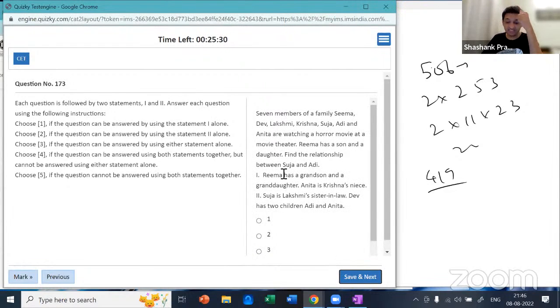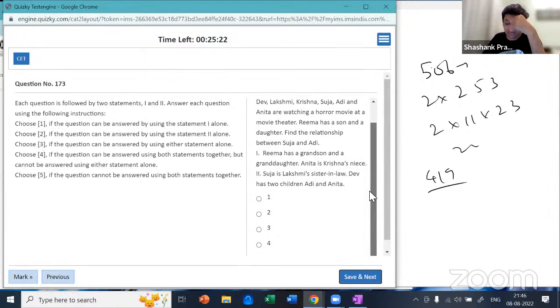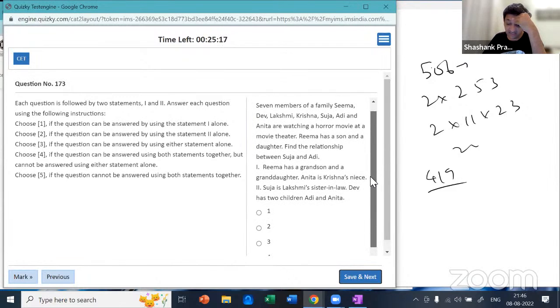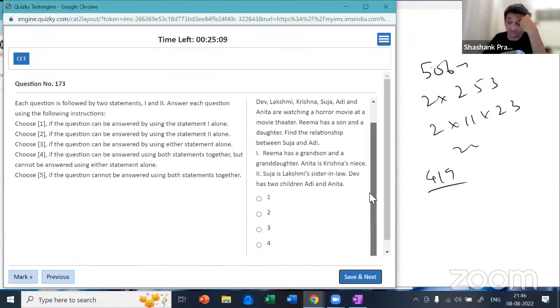Horror movie theater, Seema, SDLK, Suja, Adi, Anita. Okay, Rima has a son and a daughter. We need the relationship between Suja and Adi. Suja and Adi. Okay, Rima has a grandson and a granddaughter, of a family. Anita is Krishna's niece. But Suja and Adi haven't come up here. Suja is Lakshmi's sister-in-law. So Suja is a female. That much we know. Dev has 2 children, Adi and Anita.